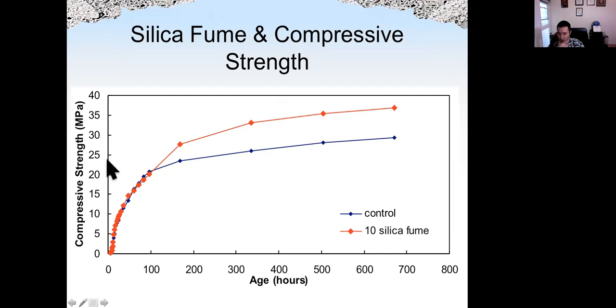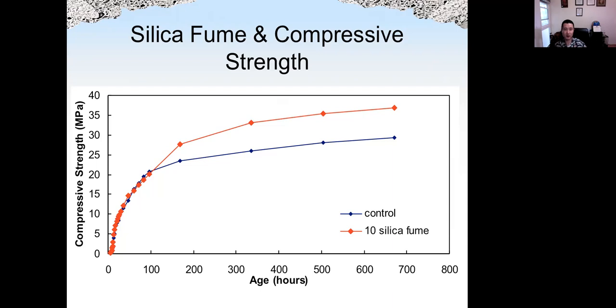For silica fume, this is pretty different. Okay, the red line is 10% silica fume, which means 10% of the cement is replaced by silica fume. The control mix is again 100% cement.